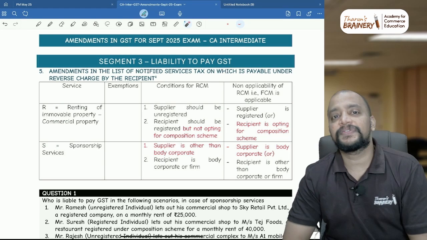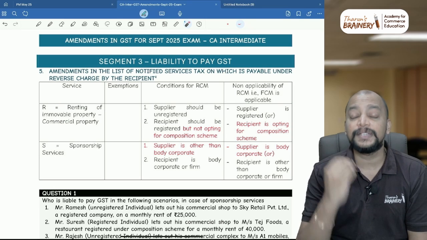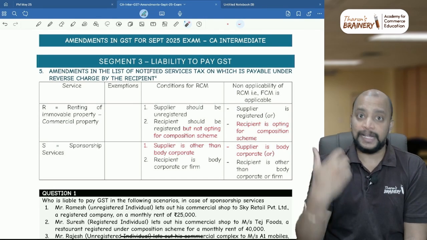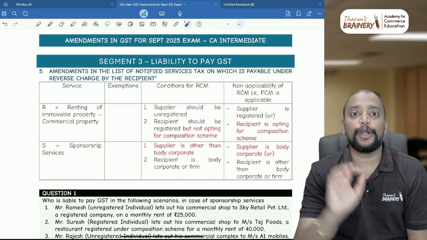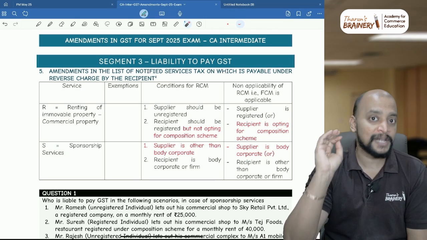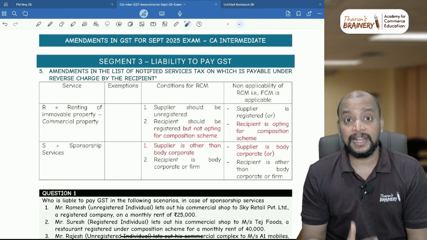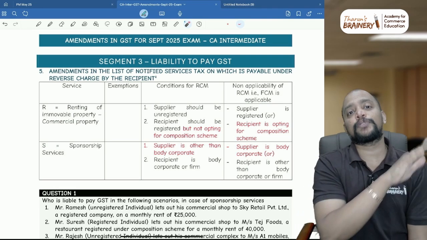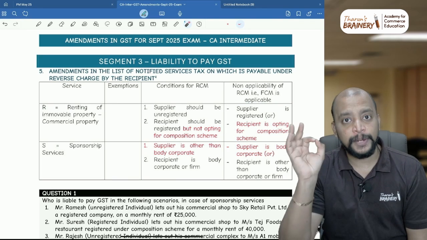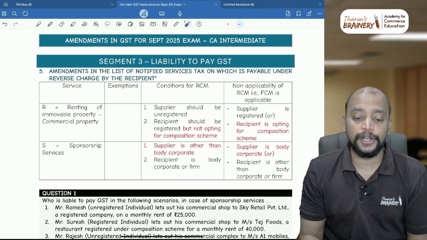And what are the conditions for RCM? We studied already. For sponsorship services, supplier is the organizer of the event, and recipient should be body corporate or firm, that is the one who pays the sponsorship money, then it will come under RCM. But now what is the amendment? The amendment is that supplier should be other than body corporate. They added this point. Previously only recipient should be body corporate or firm, but now they added one point: supplier should be other than body corporate.